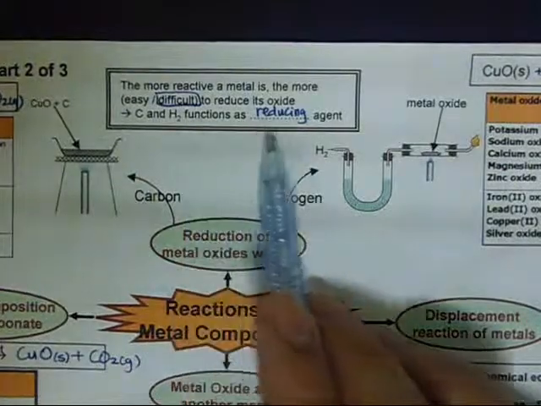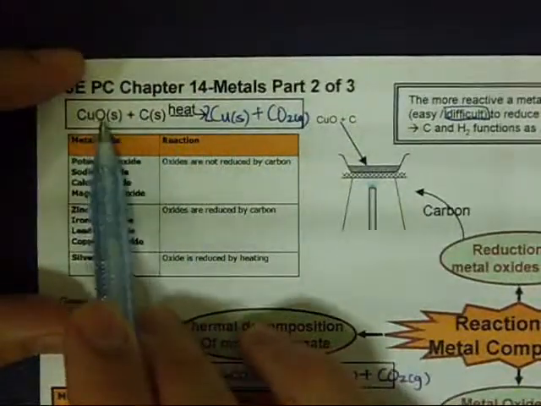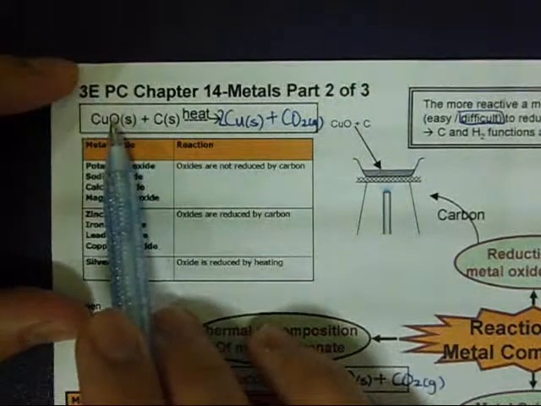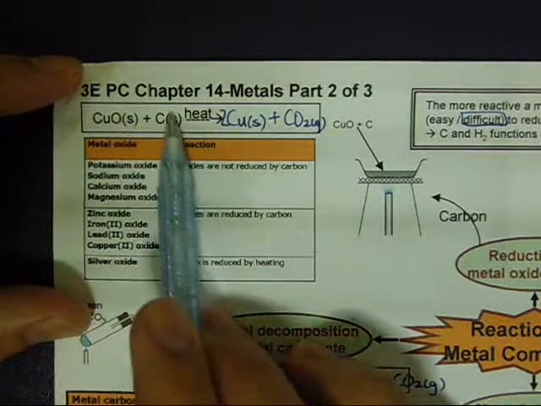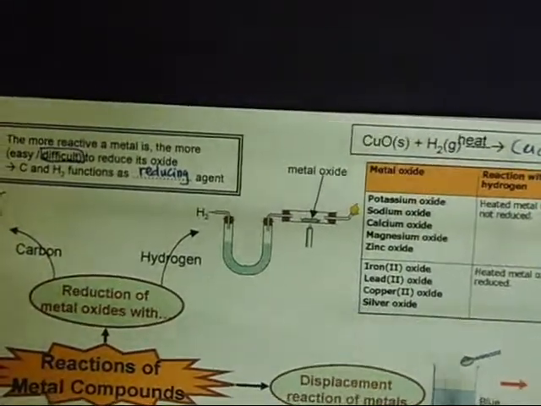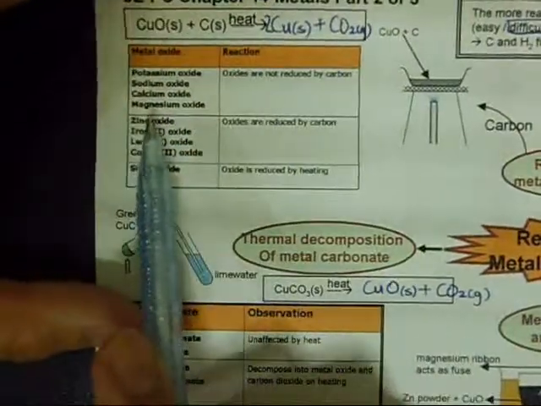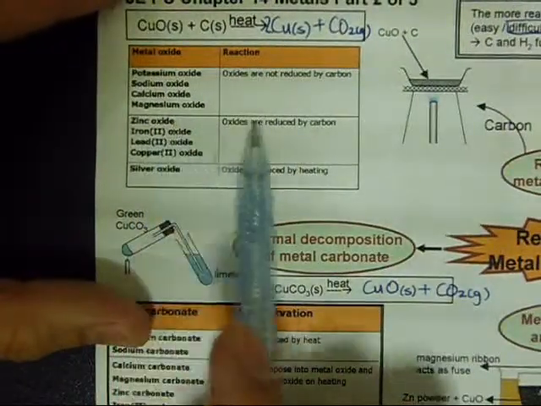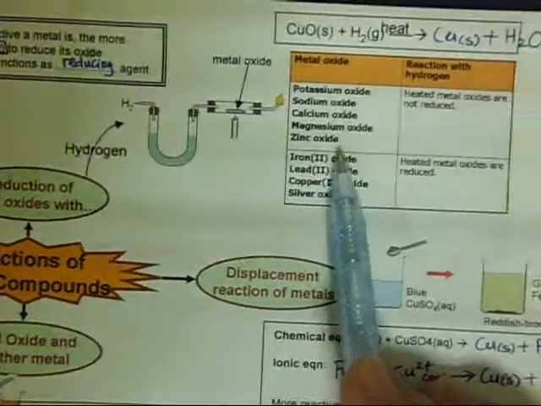And both carbon and hydrogen function as reducing agents. Why reducing agent? Because, for example, carbon strips the oxygen off. So when there is a loss of oxygen, it is a reduction process. Therefore, carbon is a reducing agent and hydrogen is a reducing agent as well. But carbon is a stronger reducing agent than hydrogen because carbon can reduce zinc oxide, but hydrogen cannot reduce zinc oxide.